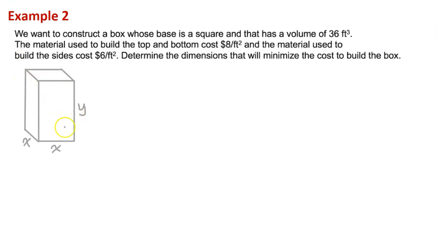First of all, here's my sketch of the box. We are told that the base of the box needs to be a square, so I've labeled the dimensions as x by x, and then the height of the box is y. We can get the secondary relationship from this statement right here: the volume has to be 36 cubic feet. We know that the volume of a box is length times width times height. So that is x times x times y. In other words, the volume will equal x squared y.